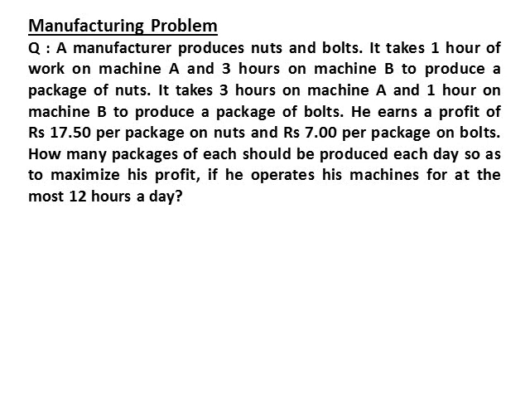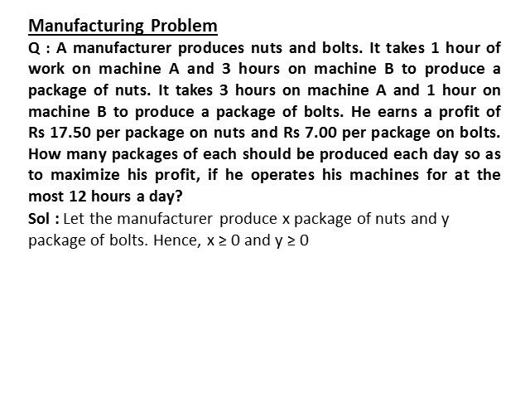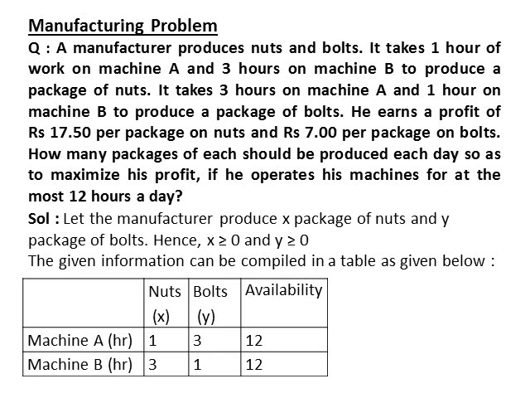First, we try to formulate the problem mathematically. Students, we need to find the number of packages of nuts and the number of packages of bolts to be produced by the manufacturer to get maximum profit. Let the manufacturer produce X packages of nuts and Y packages of bolts. So X and Y both must be greater than or equal to 0. We make the following table from the given information.